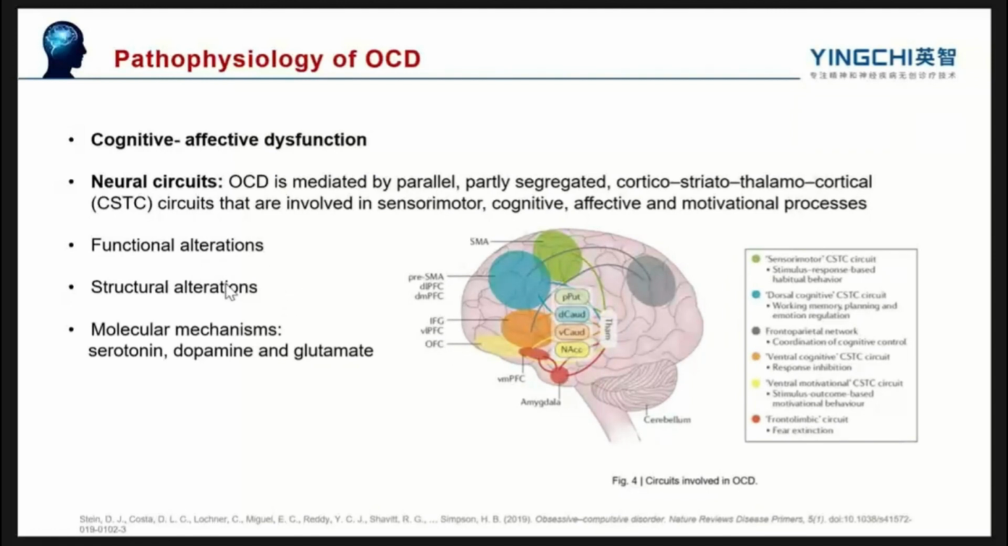And there are also some functional alterations and the structural alterations in OCD patients. And besides this, there are also some molecular dysfunction, for example, the serotonin or dopamine and the glutamate abnormalities in OCD patients.